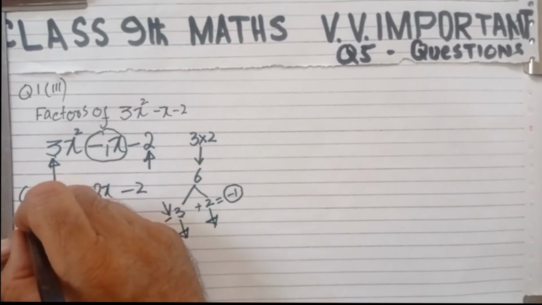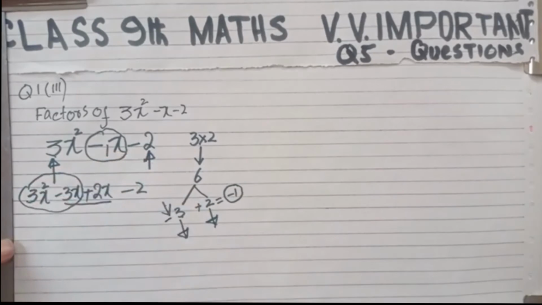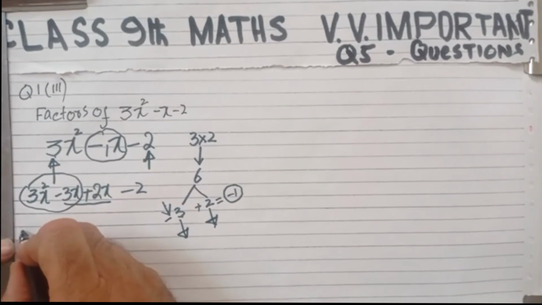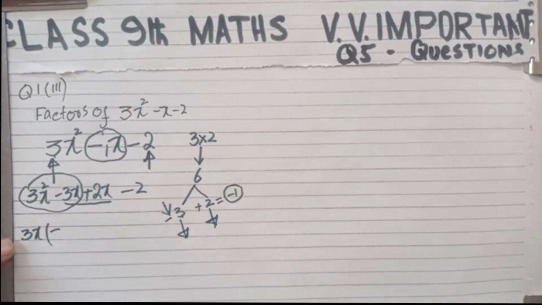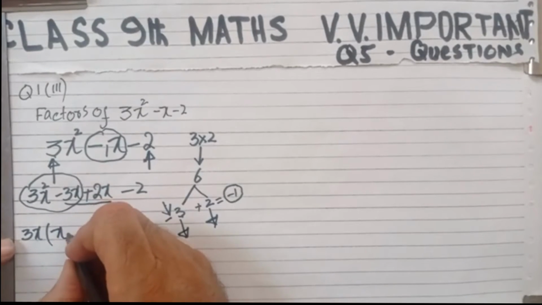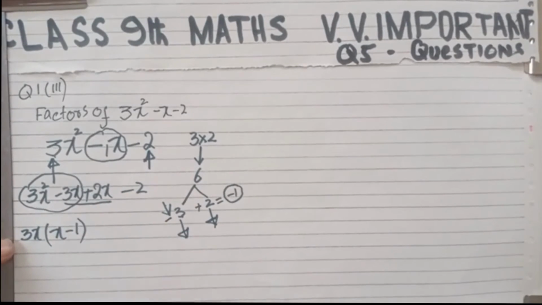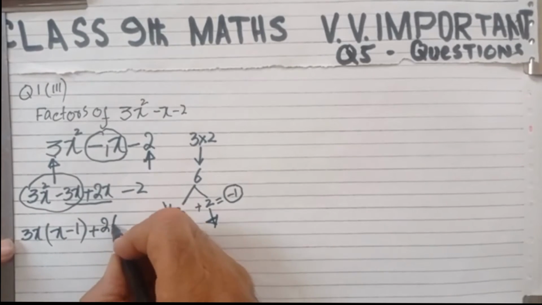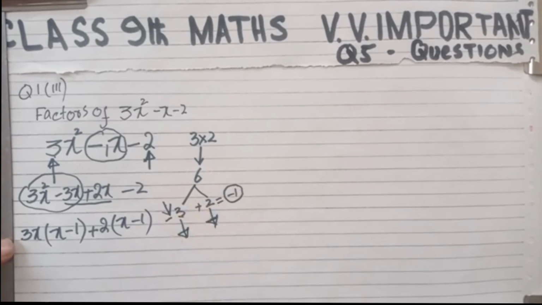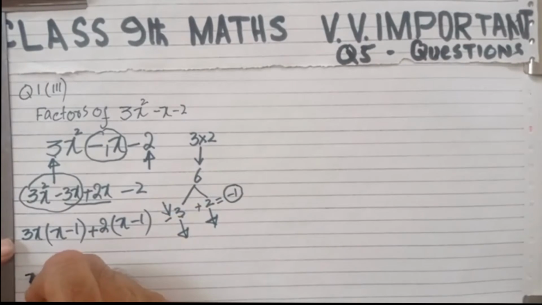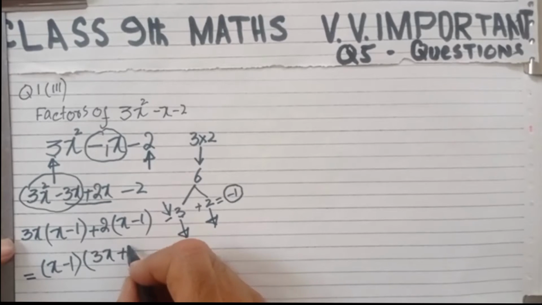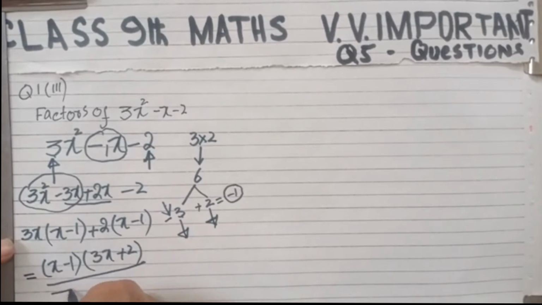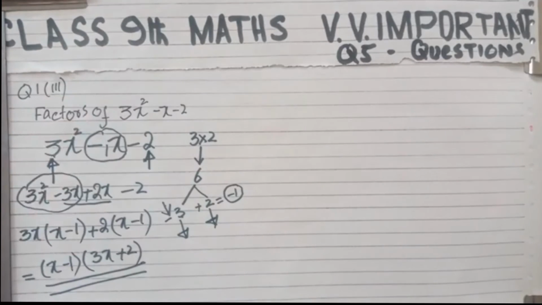Now I consider these two, and once I take 3x common from here, then x minus 1 is left over here, and 2 and x minus 1 is left over here. So once I take x minus 1 common, then I will be left with 3x plus 2. Now these are the accurate factors of this.